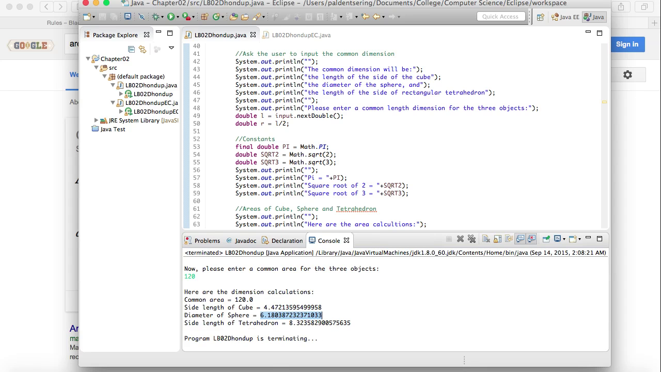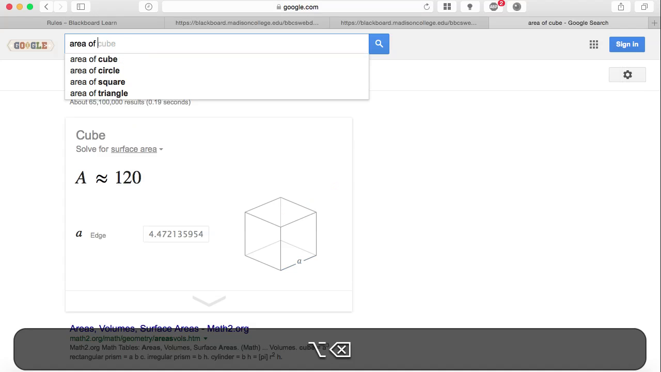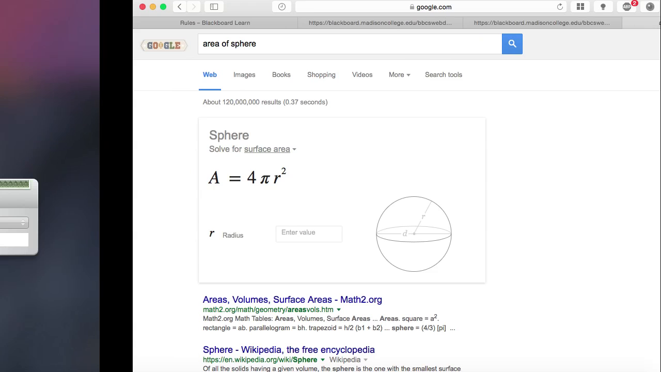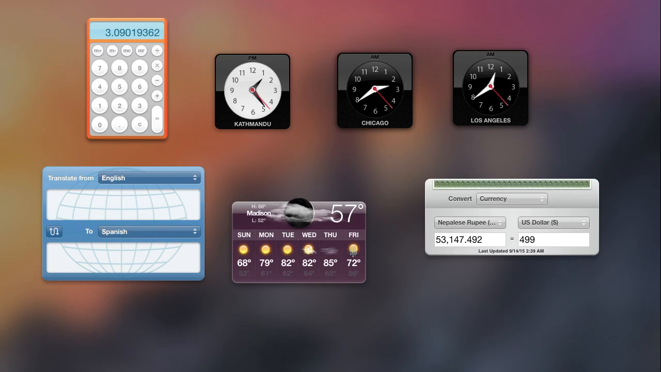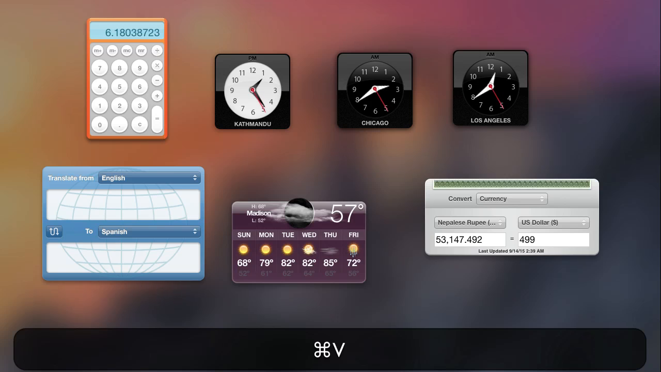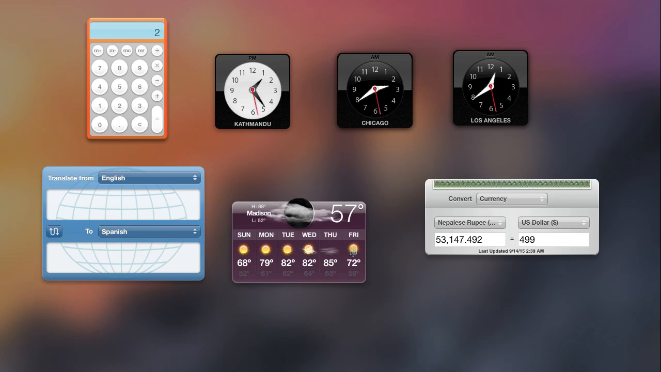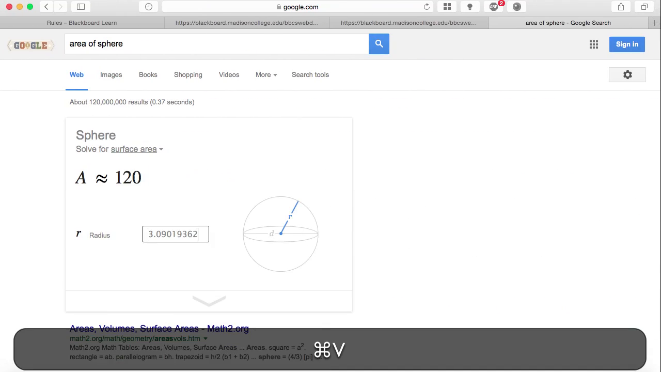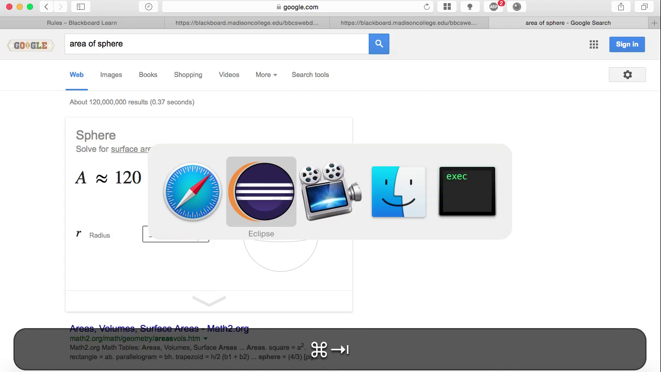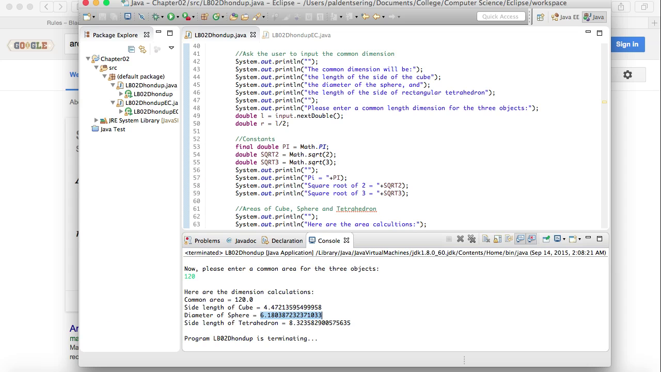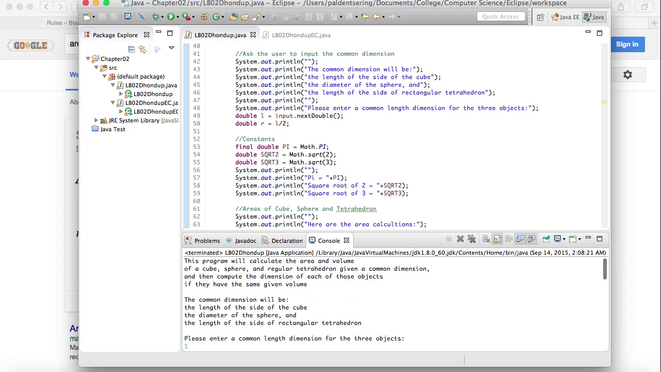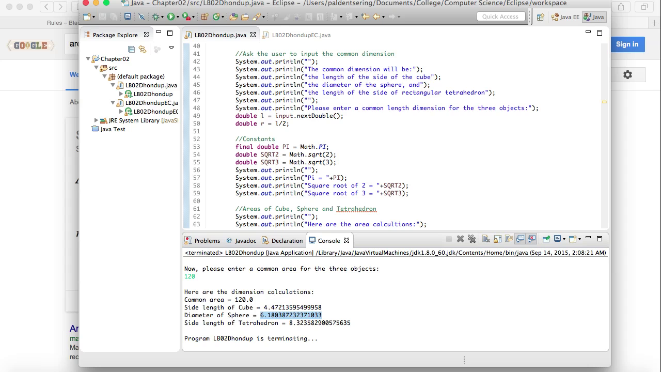Now time for the sphere. What we have is the diameter, so to get the radius we have to divide it by 2. Divided by 2 equals this. So we just copied that radius and put it in, and it's going to say 120. So as you can see, the formulas work for area, volume, and all the things it's supposed to do.